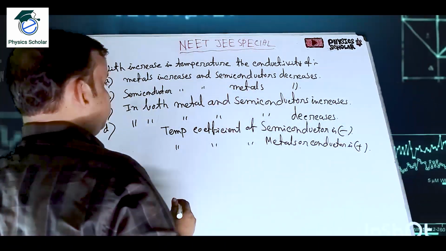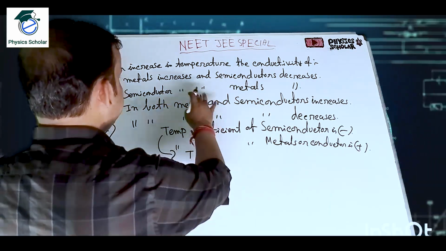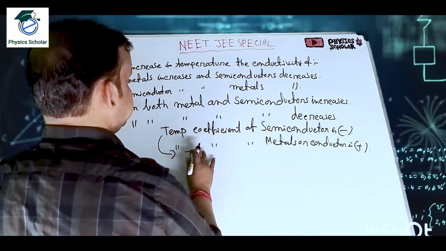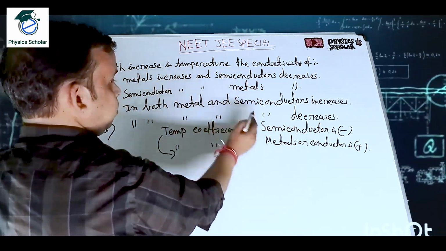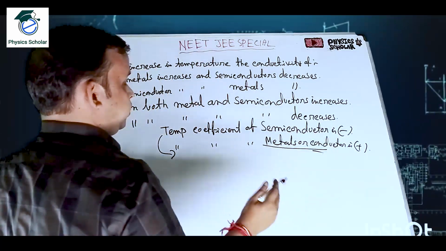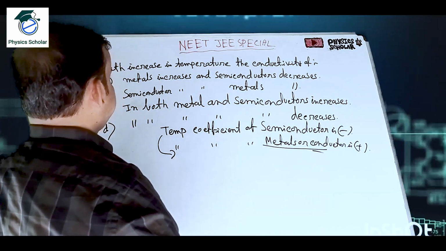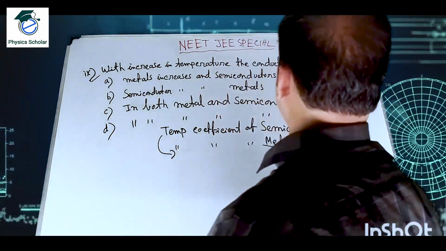Clear? That means what? If temperature increases, then what will happen? In case of the semiconductor, the conductivity decreases. Clear? So what will happen in case of the metal? If temperature increases, then conductivity will also what? Increase. Clear? So the metal increases, okay, and the conductivity, okay.